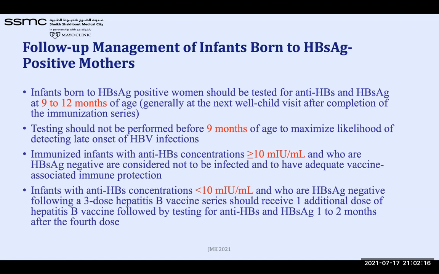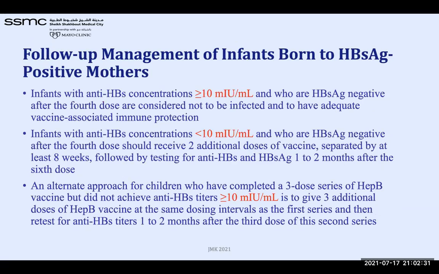Infants with anti-HBs concentration less than 10 and who are HBs surface antigen negative following a 3 dose hepatitis B vaccine series should receive one additional dose, and then you should repeat the titer again 1 to 2 months after the fourth dose. So the titer should be more than 10 micro international unit per ml. Infants with anti-HBs concentration more than 10 and HBs surface antigen negative after the fourth dose are considered not to be infective and adequate.